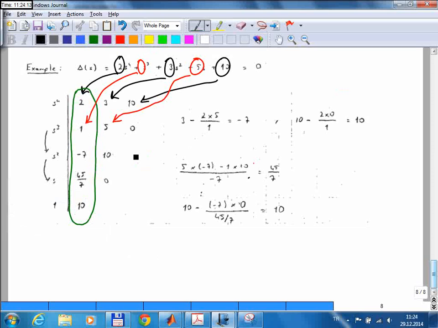So the last element in every row can be written as 0.